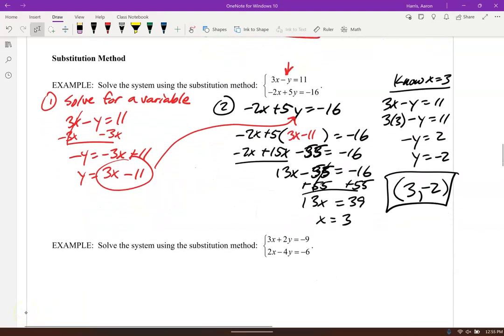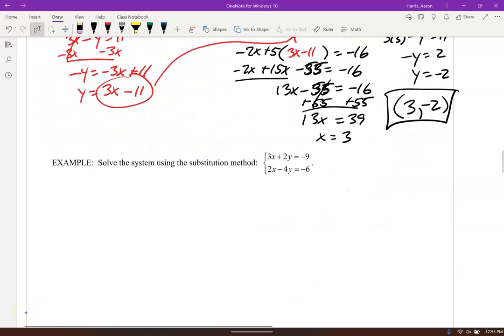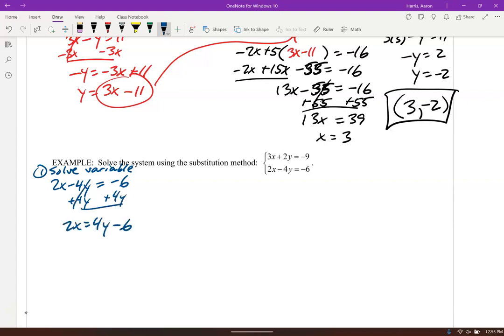All right, let's keep going. Let's do a substitution method here. And again, you could solve for anything. I'm going to take the second equation and solve it for x, because I notice everything's divisible by 2 on this. So number one, solve for a variable. Again, pick either equation, solve for a variable. Solve for x. So we got 2x equals 4y minus 6. Divide everybody by 2. So x is 2y minus 3.